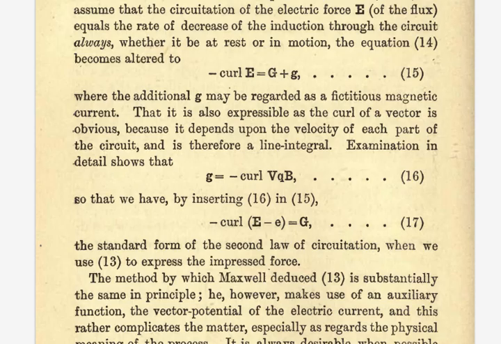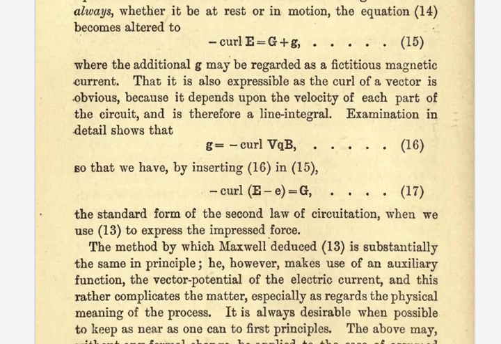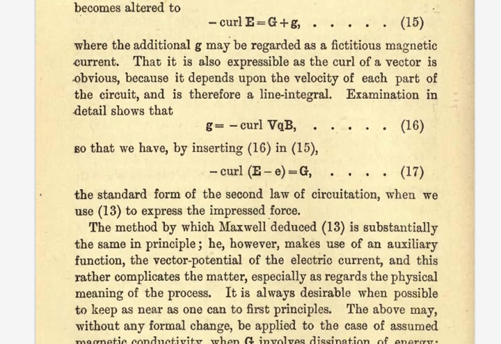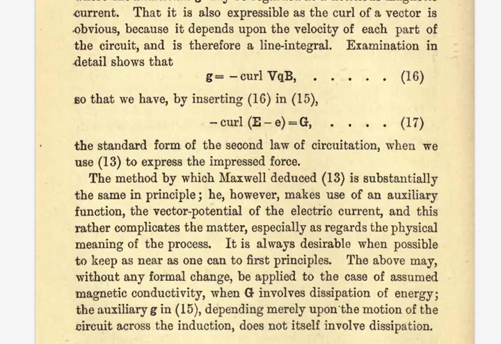Examination in detail shows that small g equals minus curl vector product QB. So that we have, by inserting 16 in 15, curl bracket E equals G, the standard form of the second law of circuitation, when we use 13 to express the impressed force.